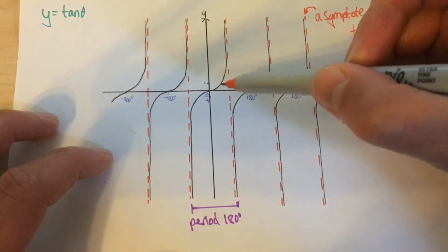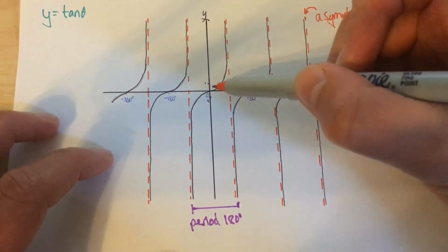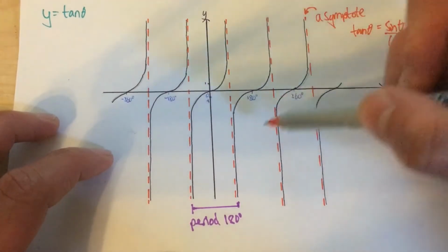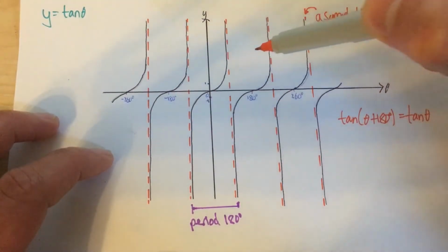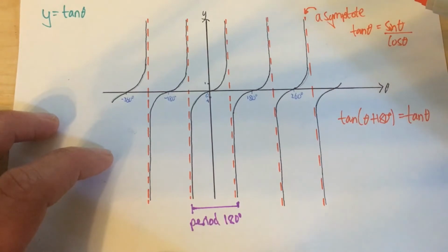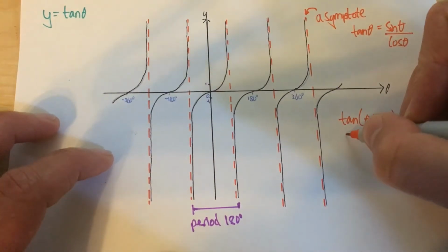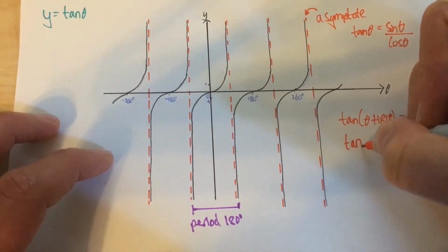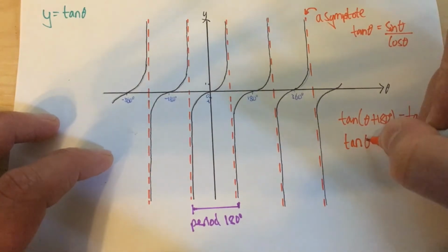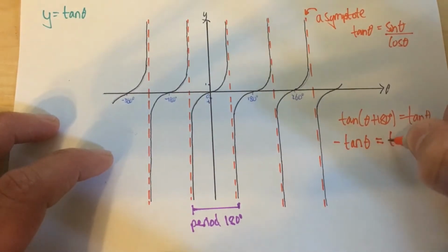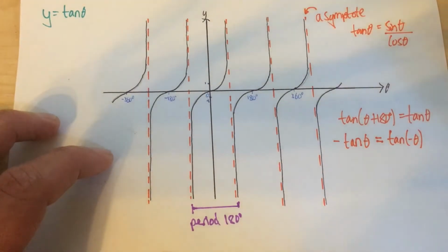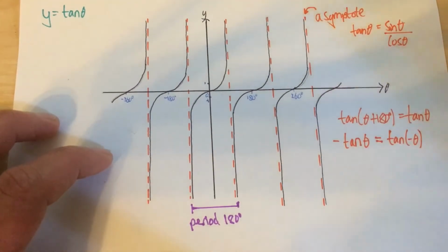Another thing is that this graph has rotational symmetry about the origin. It has a rotational symmetry of order 2. It means the graph is an odd function, and we can say that minus tan of theta is equal to tan of minus theta. This is also an important result.